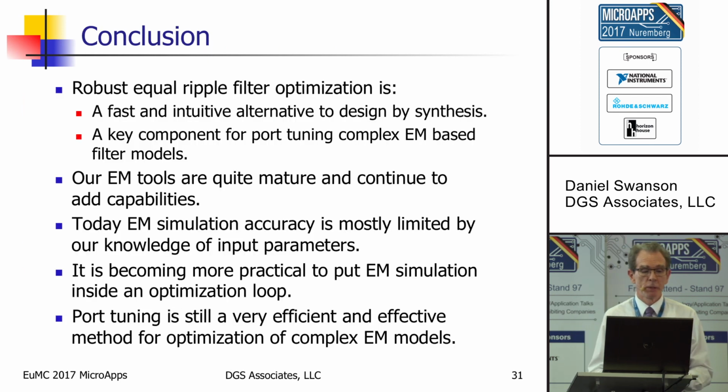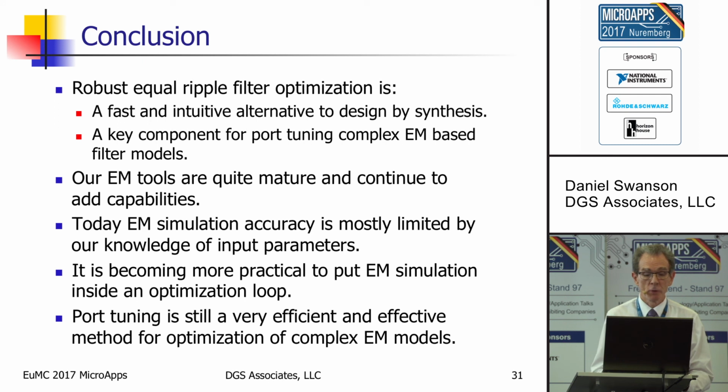So, to wrap things up here, I think I've demonstrated that fast equal ripple optimization is a viable alternative to some of the traditional synthesis techniques. If it works well, I think it's a fast and intuitive alternative to design by synthesis. And it's actually a very key component in our port tuning of complex EM-based filter models. Again, if we're not coming back to the same solution every time, we're introducing error into the process.